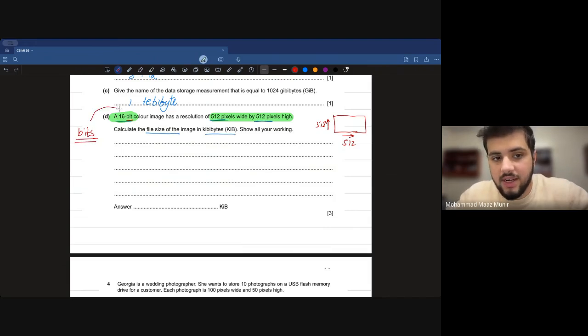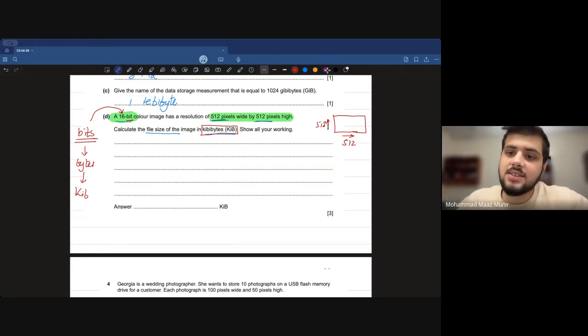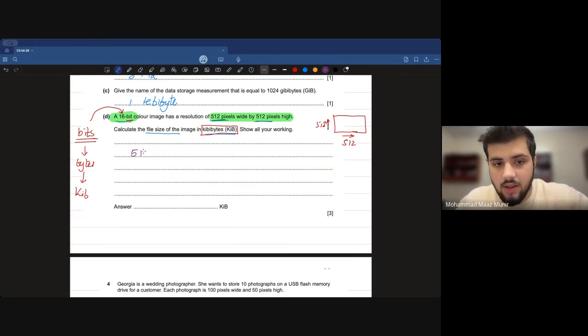How? Because I can figure it out through here, right? But the important point to note is that the question asks us to give the answer in kilobytes. So this means we need to go from bits to bytes first, and then from bytes we need to convert to kilobytes. How would I be doing this? Let's plug the values into the formula. It's 512 multiplied by 512, which is my screen resolution, multiplied by 16, right?